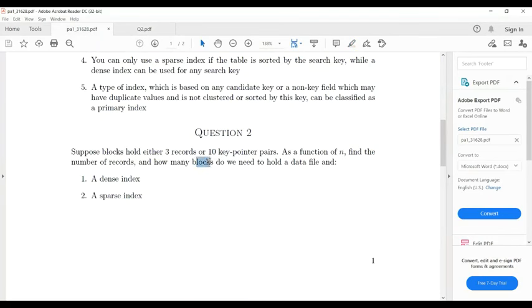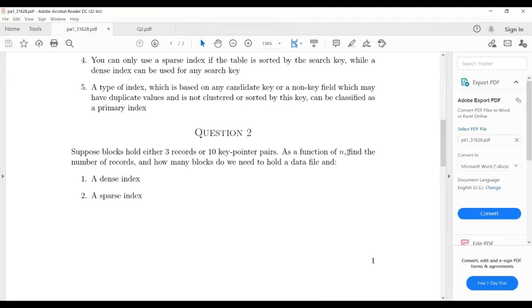How many blocks do we need to hold a dense index? Referring to a dense index, we need to remember that when we are constructing a dense index, we need to include every single data entry we hit in our pages.